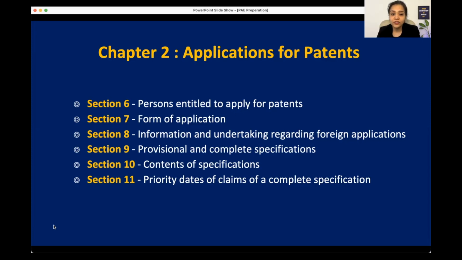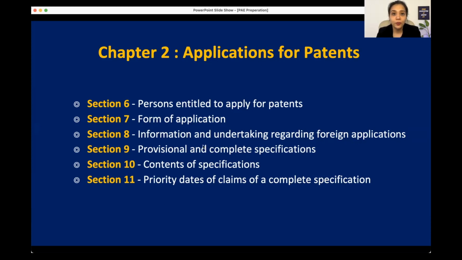In this class, we'll study section 9, section 10 and section 11, which relates to provisional and complete specifications, the contents of the specifications, and priority dates of claims of a complete specification.